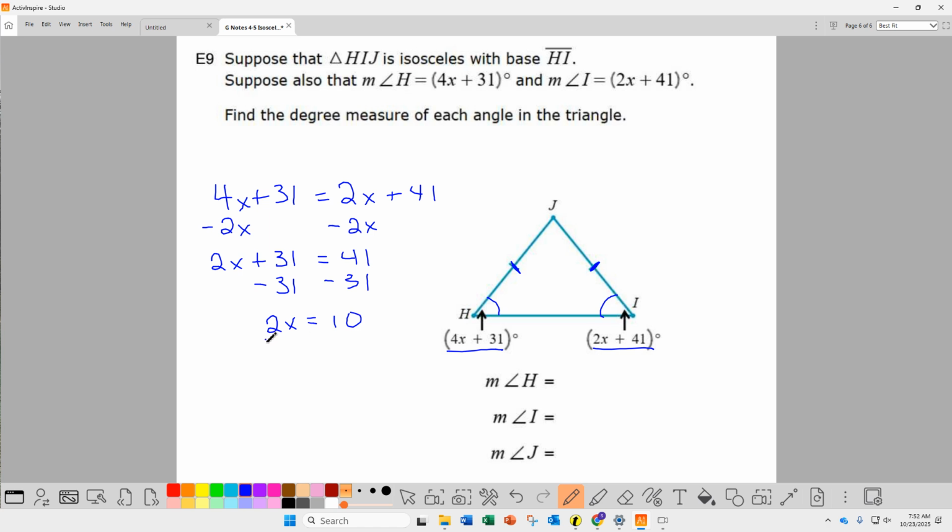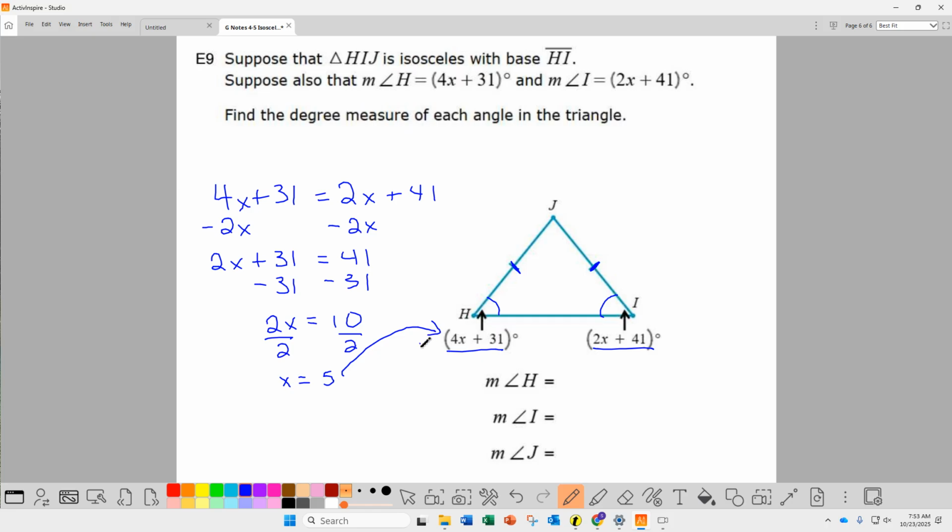Divide by 2, and x is going to equal 5. Now, it does not ask for x. It asks you for the measure of the angles. How are you going to get the measure of the angles? I've got to plug it back in.